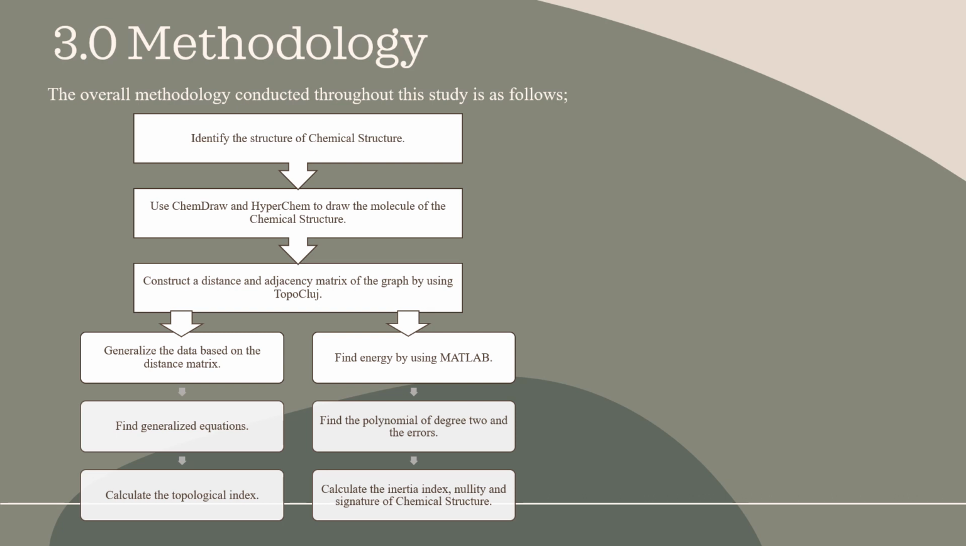For the first objective, we use the distance matrix to generalize the data based on the distance matrix and then find the generalized equation. Lastly, we calculate the topological index. For the second objective, we use the adjacency matrix to find energy by using MATLAB, find the polynomial of degree 2 and the errors. Lastly, we calculate the nullity, rank, and signature of the chemical structure.